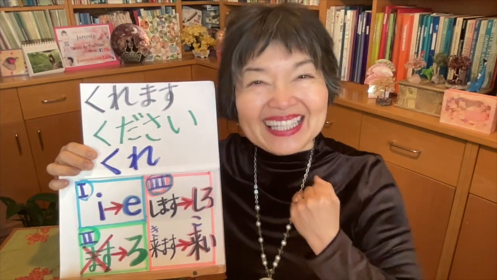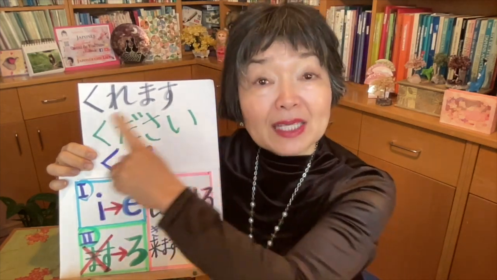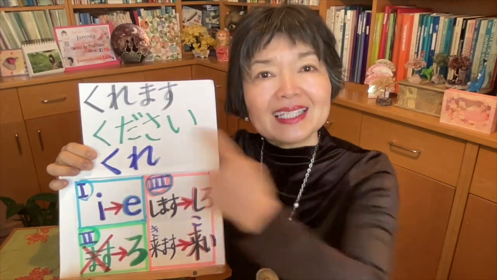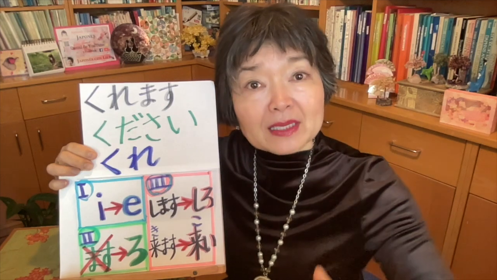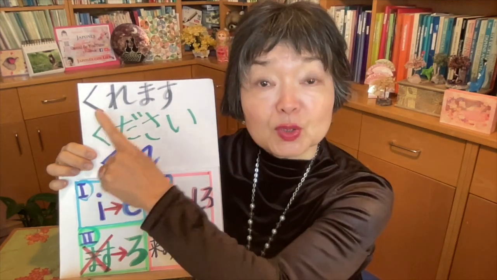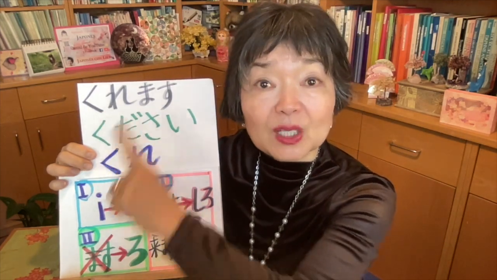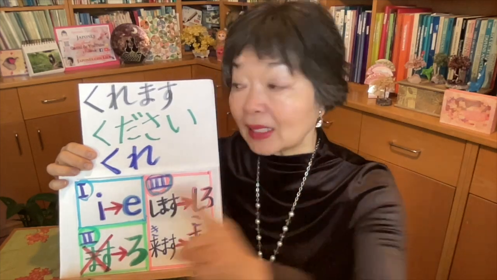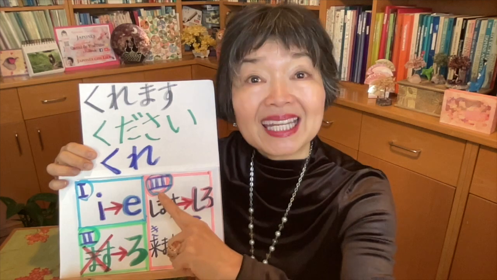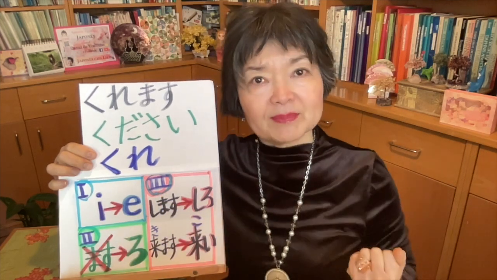Now, one exception, the verb くれます, to give me. And in the polite form, please give me, ください. But in the imperative form, this is group 2. So you may think くれろ. But this doesn't exist. Not くれろ, but くれ. Only くれ. Give me.